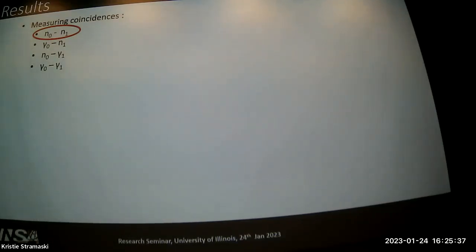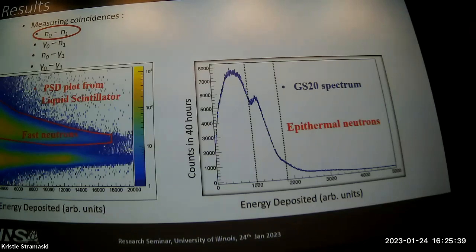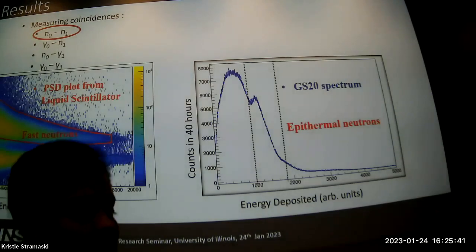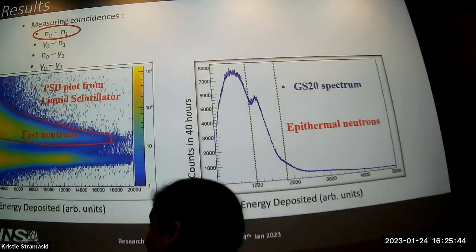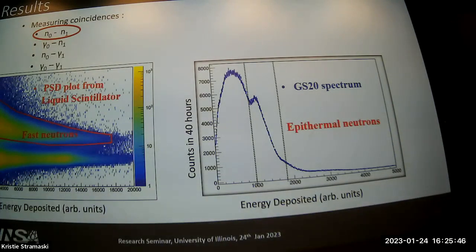How do we get rid of these? The first way is with this, the very first set of data. This is a liquid scintillator PSD plot. You can separate between fast neutrons and gammas using liquid scintillator. It can be a better plot, but this is just the first set of data.